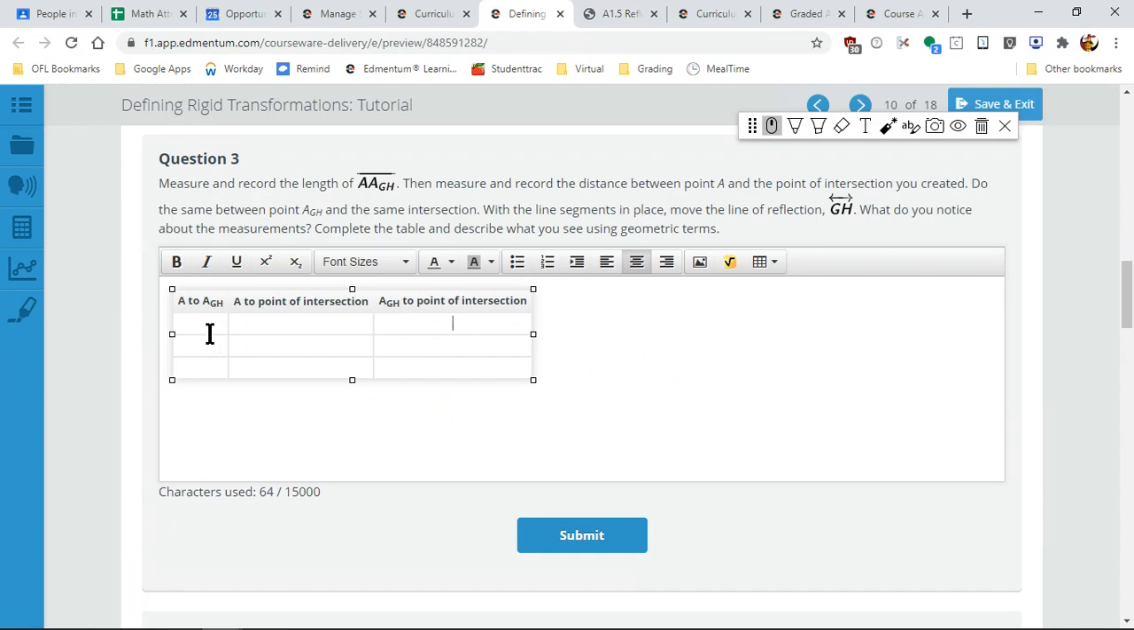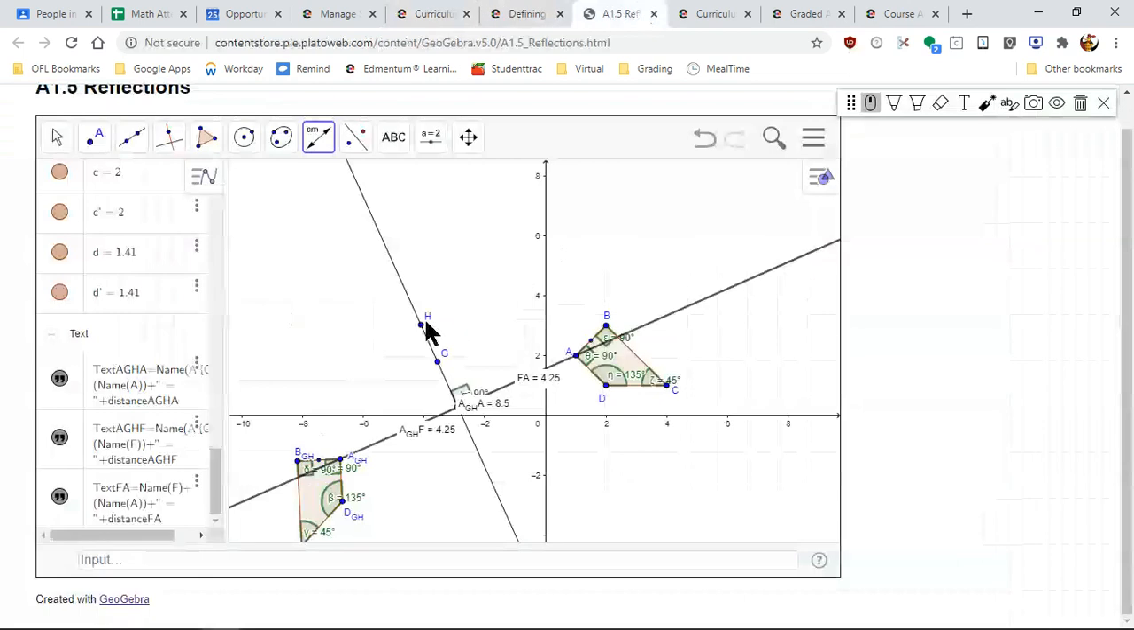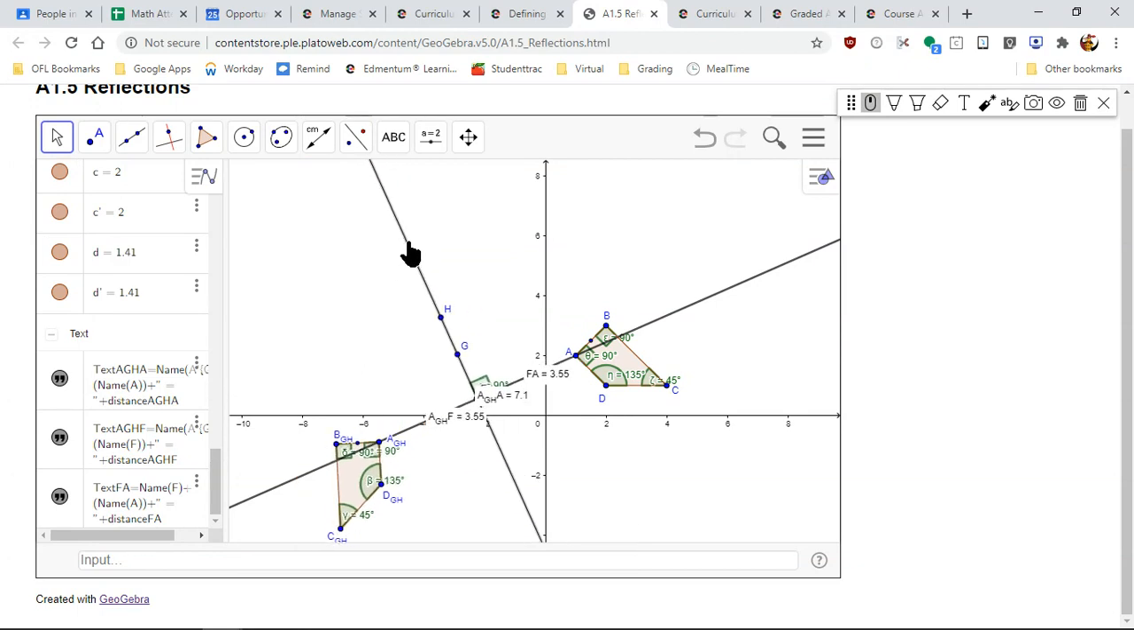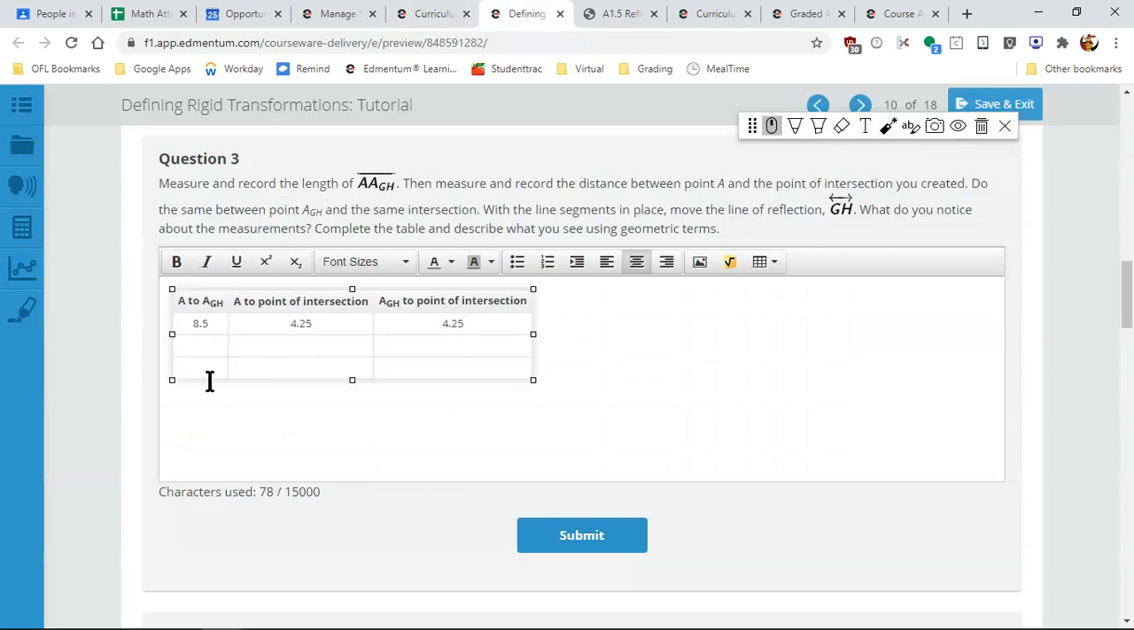So I'm going to measure this one. All the way through is 8.8. This is 4.25. This is 4.25. Now I'm going to change this line and move it closer. If I can actually do this. There we go. Let me see if I can get a perfect number in here. There we go. So 7, 3.5, 3.5. Since I know it's always half, I'm just going to do 8, 4, and 4.